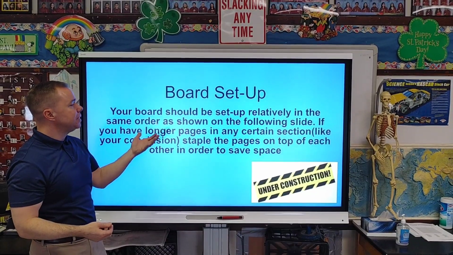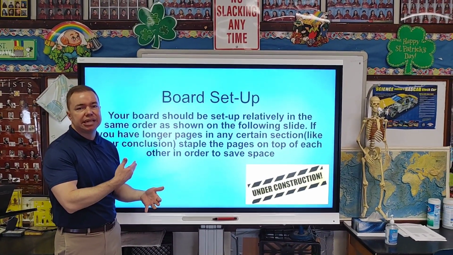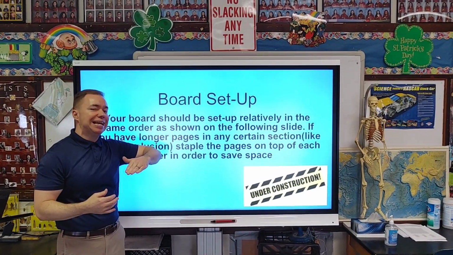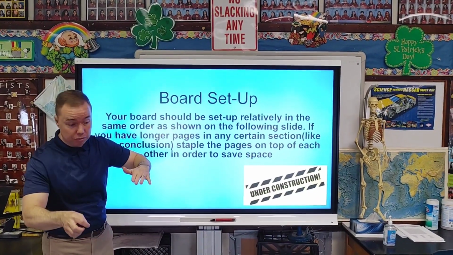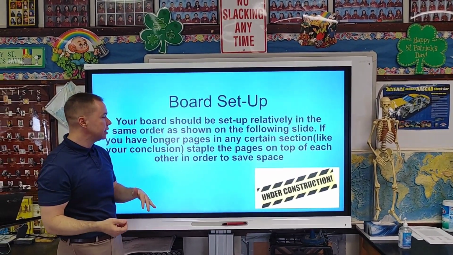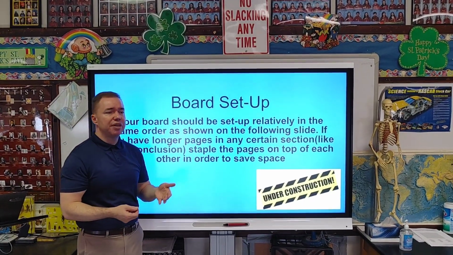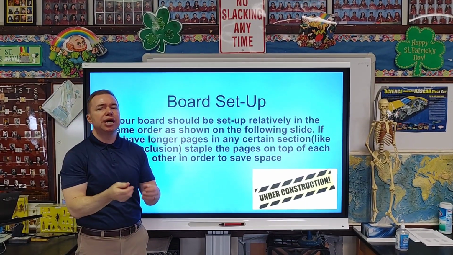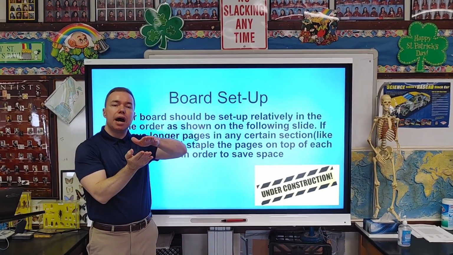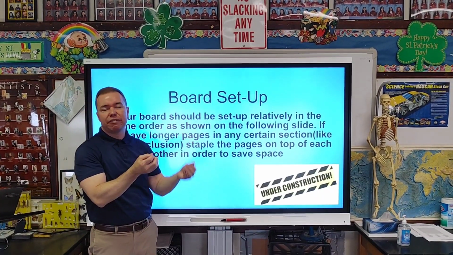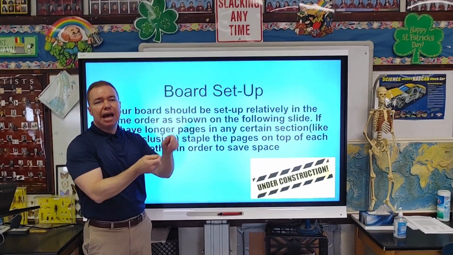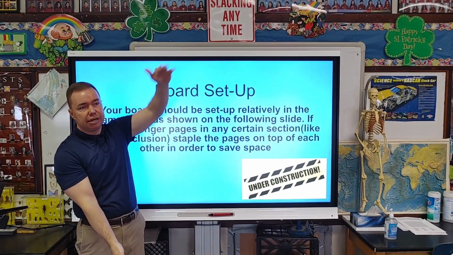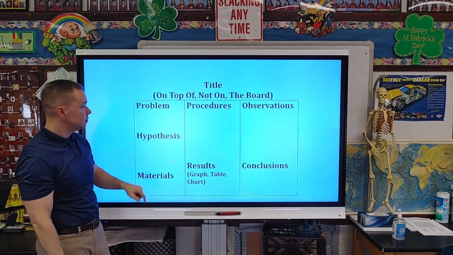So your board should be set up relatively in the same order that I'm going to show you. Some parts can be moved around, but you want it to flow in the order that you did. You don't want people looking around: oh, where's your results? Where was your hypothesis? You want it to flow. Now, there's another thing. You don't have that much room on the board, especially if you have long procedures or long conclusions. What I suggest is you staple the pages together for multiple pages. So if your procedure is very long, staple your procedure together and then put it right on the board. People can flip through it rather than having the procedure or the conclusion take up most of the space. It saves time.